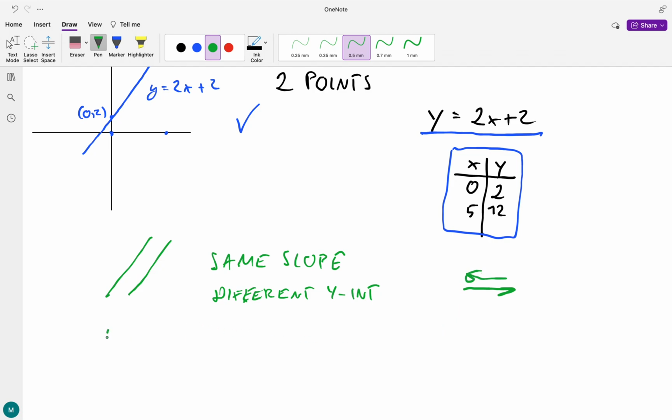Now, perpendicular lines have a unique property when it comes to the slope, because if we are given one line or one of them, then we can easily find the slope of the other, and that m1 is going to be the negative reciprocal of the previous slope. That's basically all you need to know to find an equation of a perpendicular line.